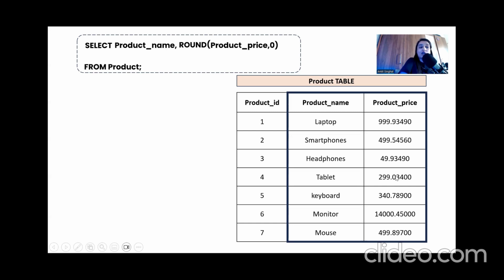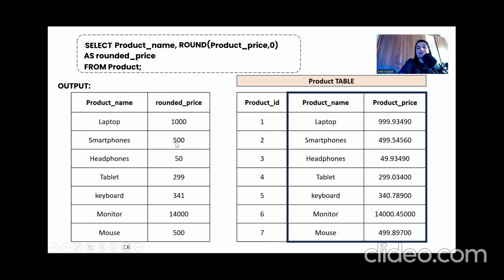If it is greater than or equal to 5, then add +1. This one to 341. This one 14,000. This one 500. Correct, right? So if you round off this, this is the output, guys. So check, it has rounded off all the numbers. So you can pause the video. Aram se each and every number you can observe and cross verify the result.